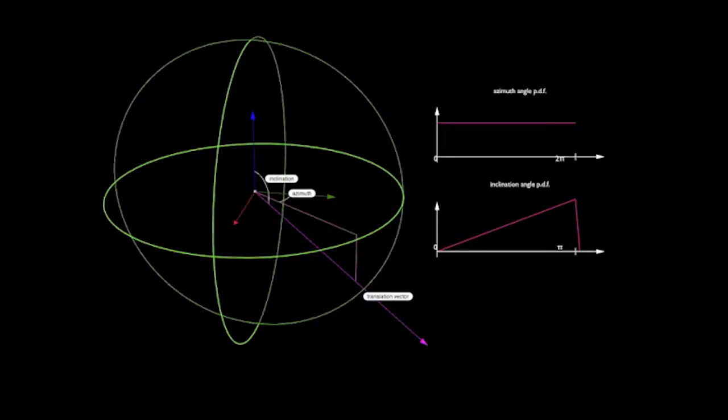The random walk is controlled by spherical coordinates. The azimuthal angle has an equal probability of pointing in any direction. The inclination angle has a much higher probability of pointing straight down.